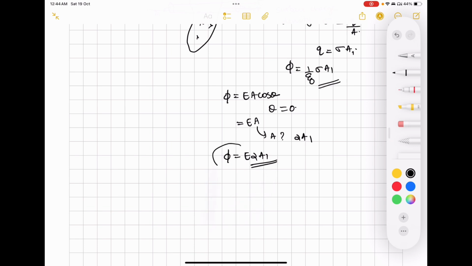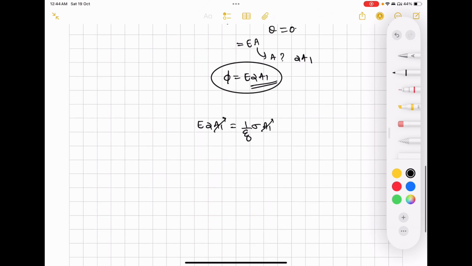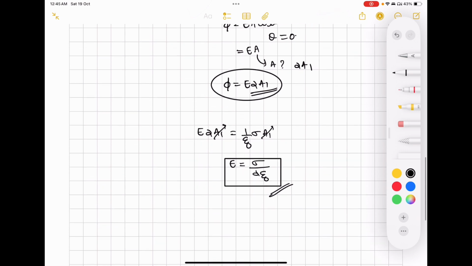Now we have two expressions for phi, and we are going to equate these two expressions. That is E into 2A1 is equal to 1 by epsilon 0 sigma A1. A1 cancel. We can write electric field E is equal to sigma by 2 epsilon 0. So this is the electric field due to a sheet of charge.